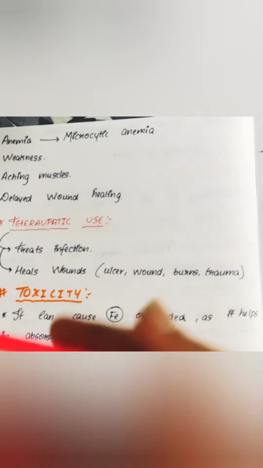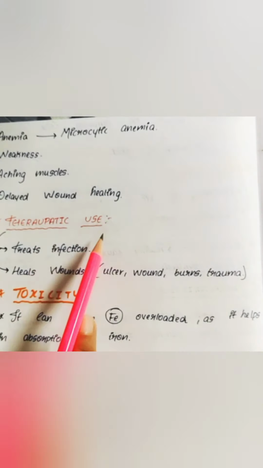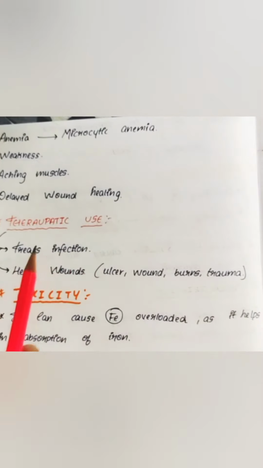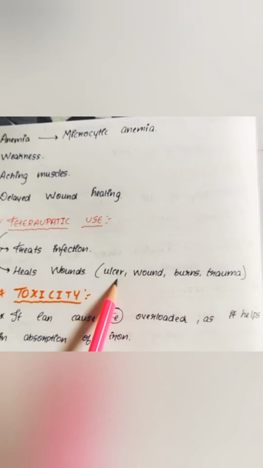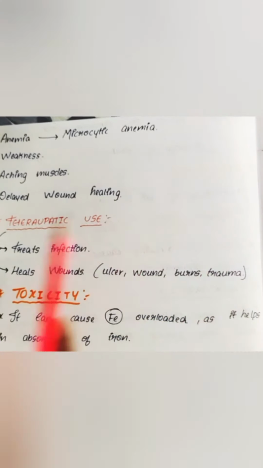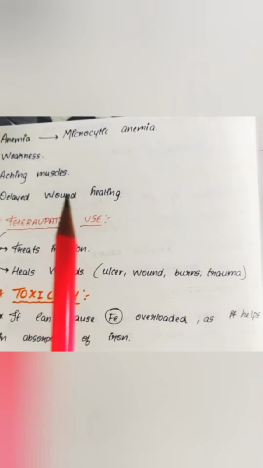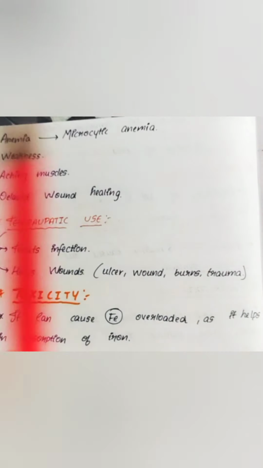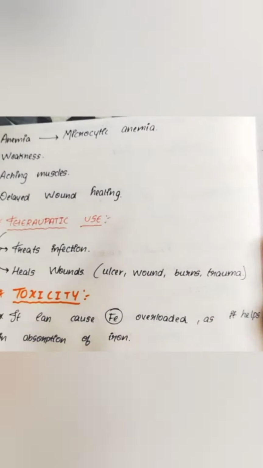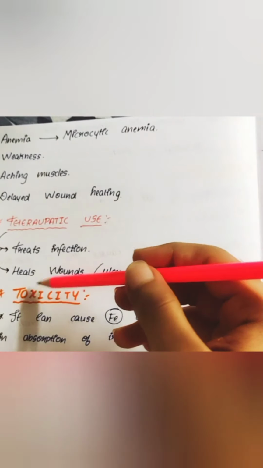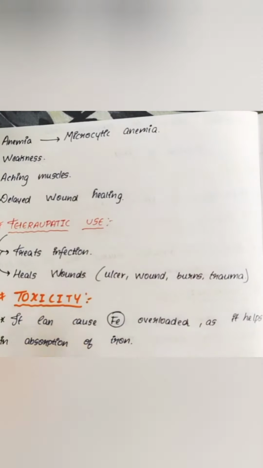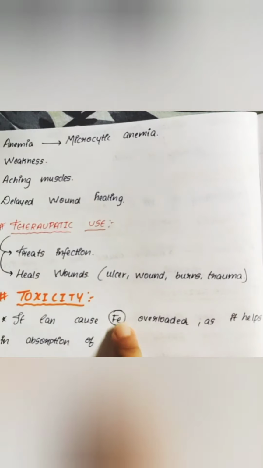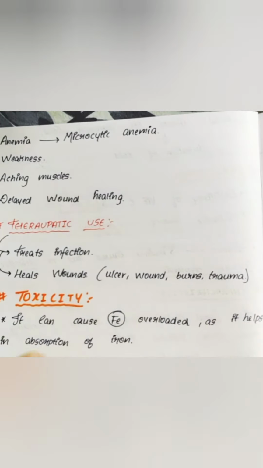So what is the therapeutic use? What medications do you have to give? You have to treat the infection as fast as possible. Heal the wounds. When there is an ulcer, wound, burns, trauma, you have to heal this by giving proper medications. You have to increase vitamin C tablet consumption. As for toxicity, it can cause Fe overload as it helps in the absorption of iron.